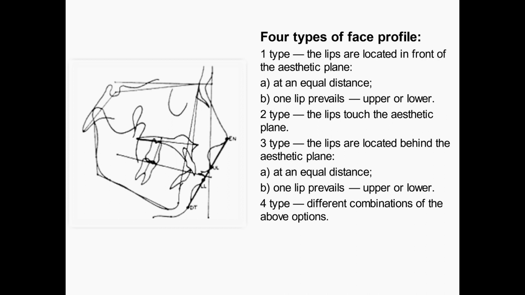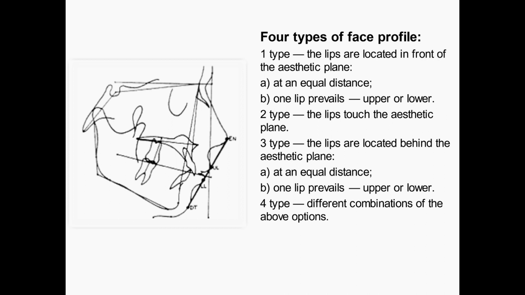Gorshilkina used the Ricketts method. Depending on the location of the lips according to the aesthetic plane, four types of face profile can be identified. First type. The lips are located in front of the aesthetic plane. At an equal distance, one lip prevails, upper or lower.